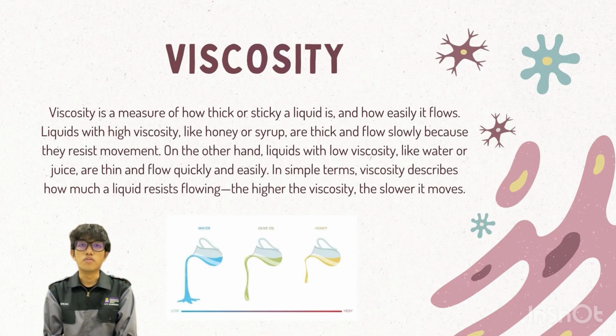Viscosity is a measure of how thick or sticky a liquid is and how easily it flows. Liquids with high viscosity like honey or syrup are thick and flow slowly because they resist movement. On the other hand, liquids with low viscosity like water or juice are thin and flow quickly and easily. In simple terms, viscosity describes how much a liquid resists flowing. The higher the viscosity, the slower it flows.